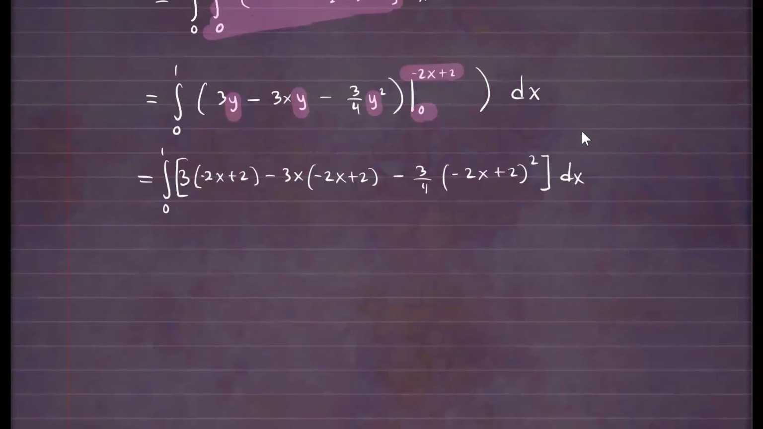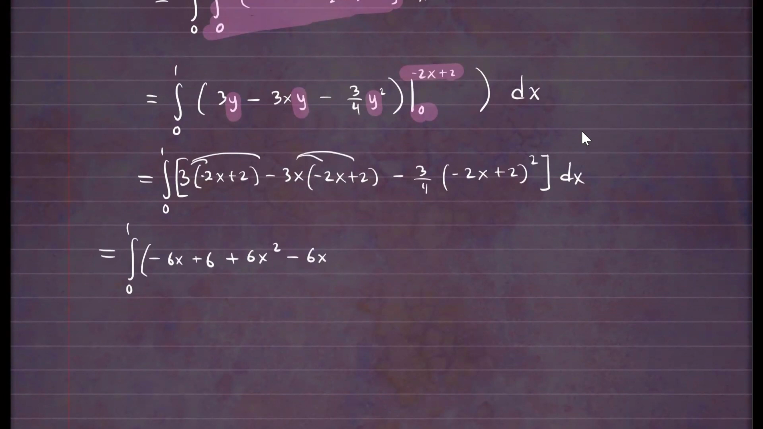Now let's distribute. So this is equal to the integral from 0 to 1. Here we distribute out the 3. Here we distribute out the negative 3x. And then the next term we're going to expand and then distribute. So we get negative 6x plus 6, and then positive 6x squared, and then negative 6x. And then here we're going to get negative 3/4 times 4x squared minus 8x plus 4, and then we distribute out the negative 3/4. So close it up, dx.